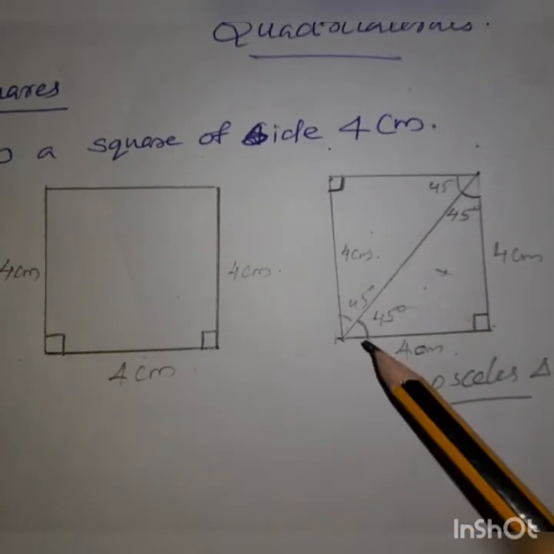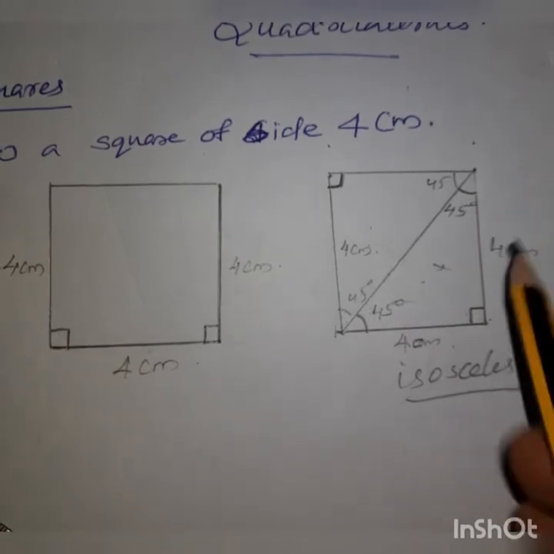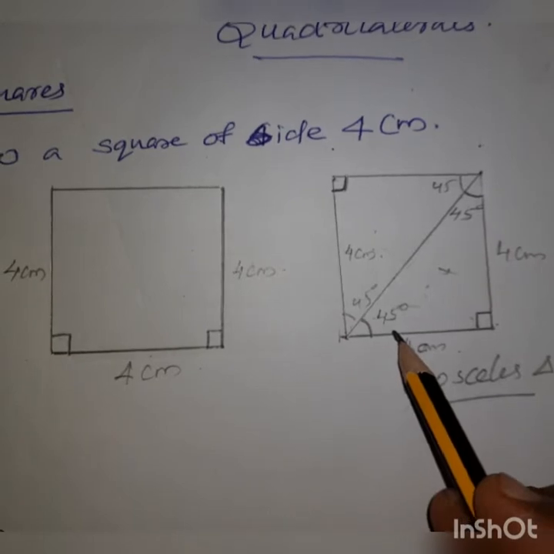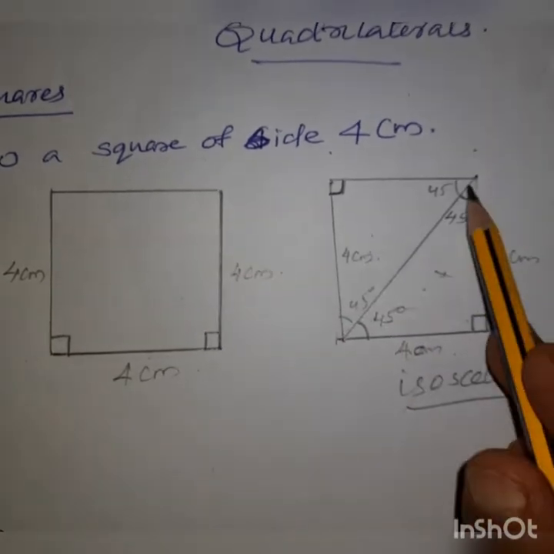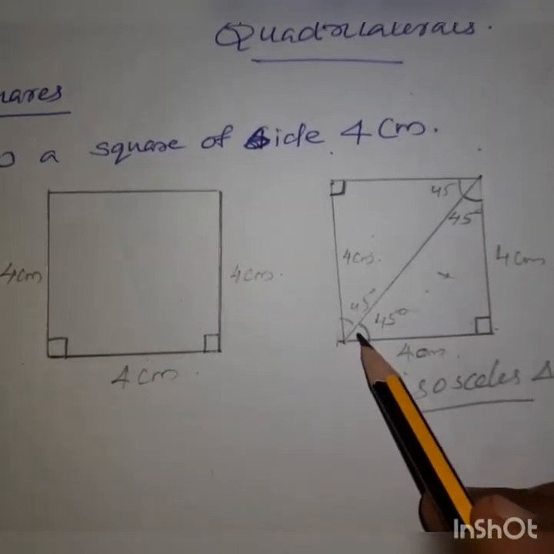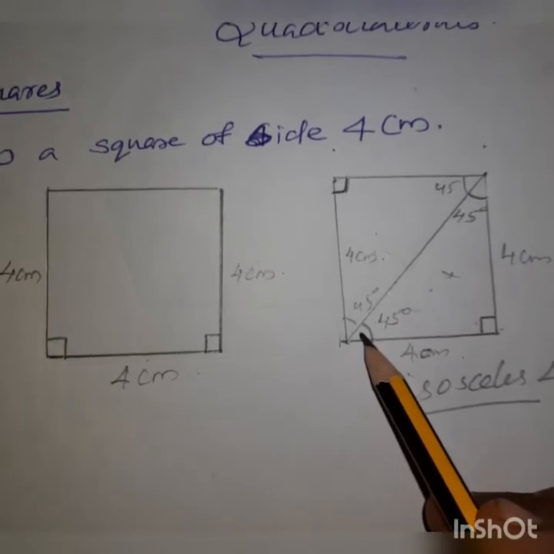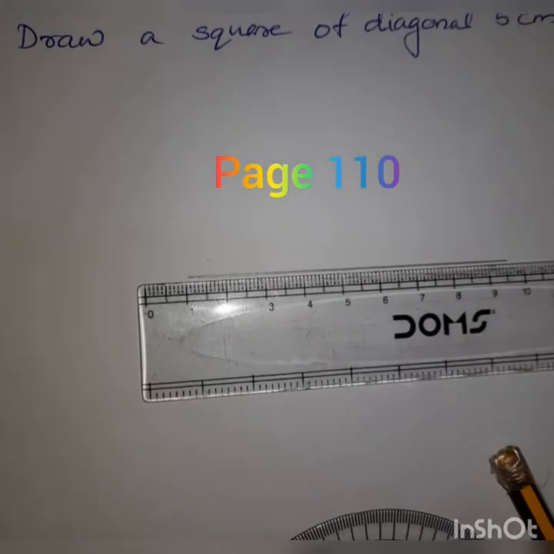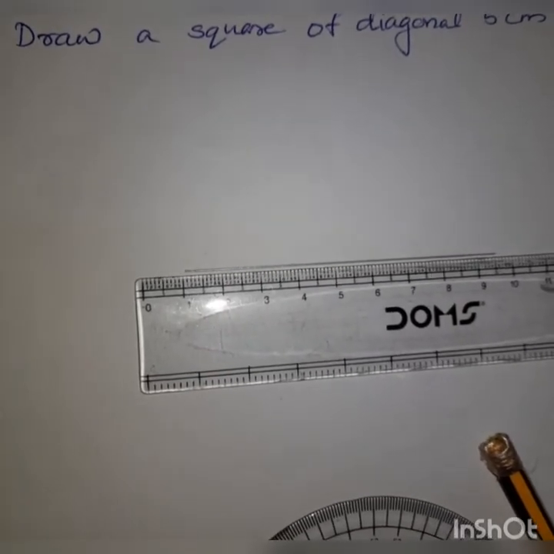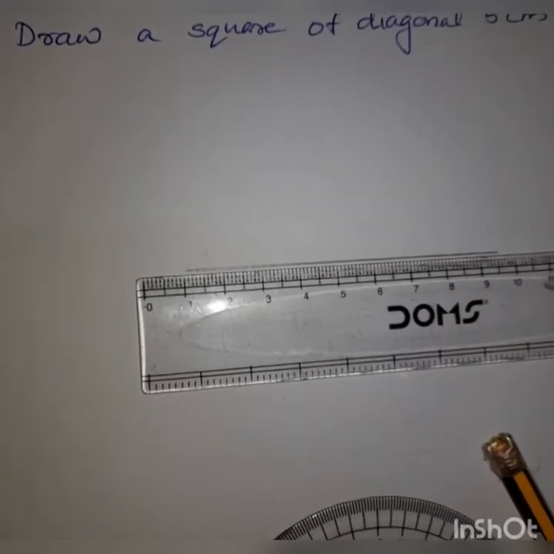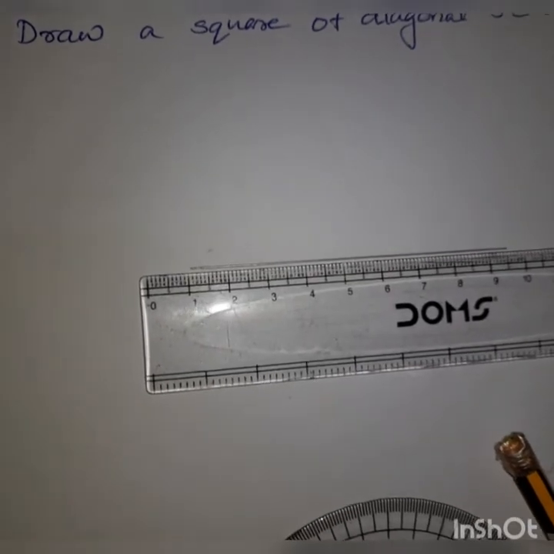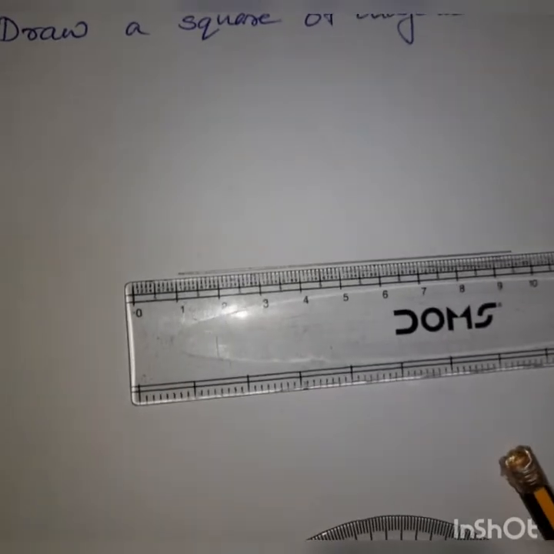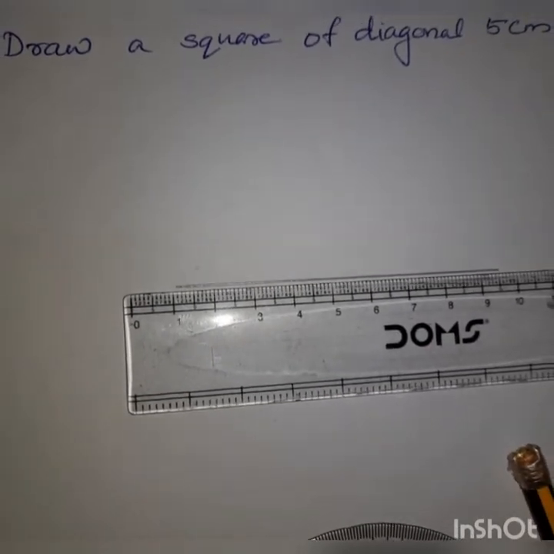Or you can say the base angles of an isosceles triangle are equal, and this diagonal bisects this angle also. See the question: draw a square of diagonal 5 centimeter. In the previous one we drew, the side was given. Here the diagonal is given. If the diagonal is given, then how will you construct?